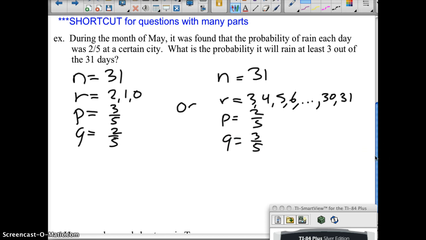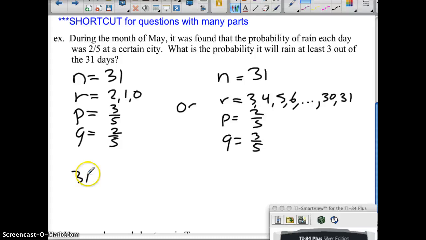All right, so if you think about it that way, instead of figuring it out with the probability it rains, figure out the probability that it doesn't rain on at most 2 days, because that would give you the same answer. They will be equivalent, okay?